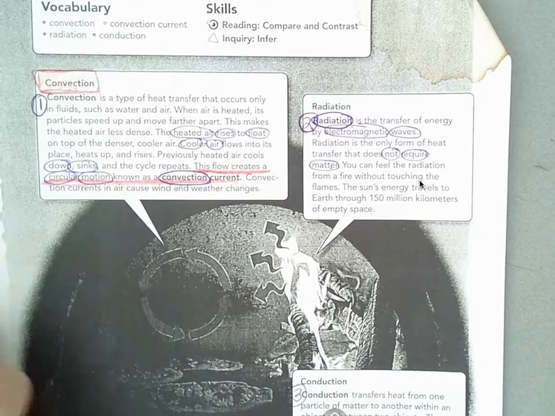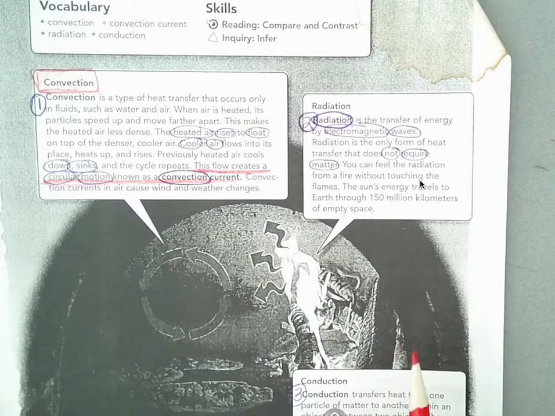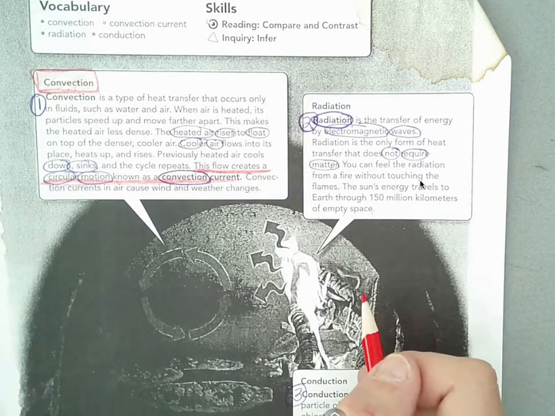Now, we need to circle or underline something. What sentence do you think we should underline? Okay, type your sentence in your Edpuzzle.